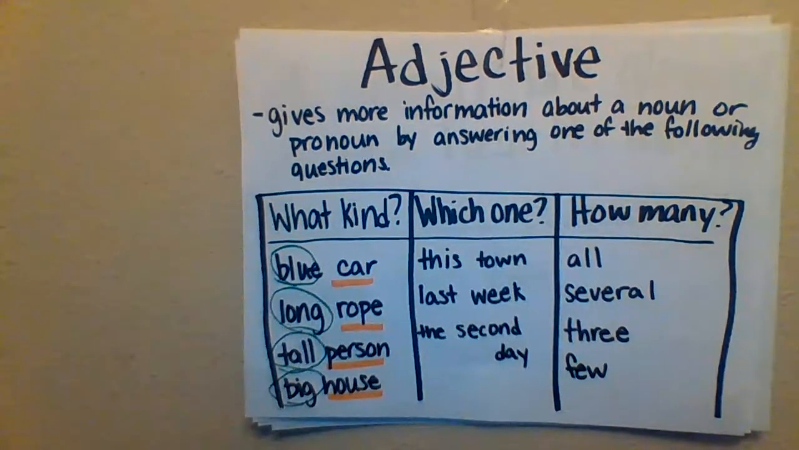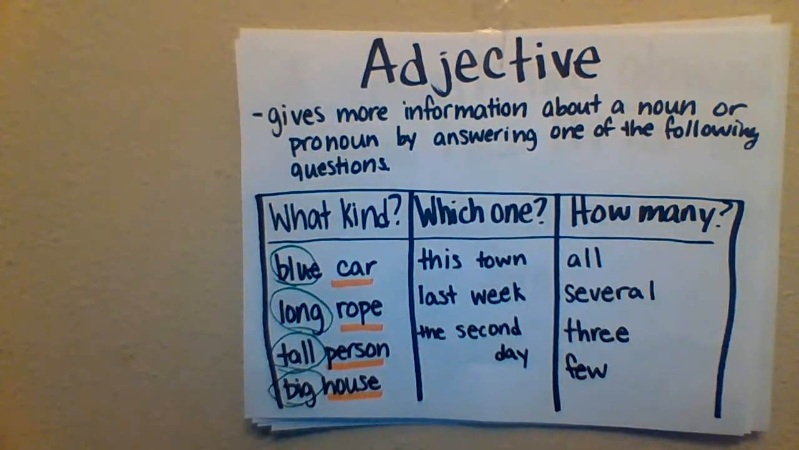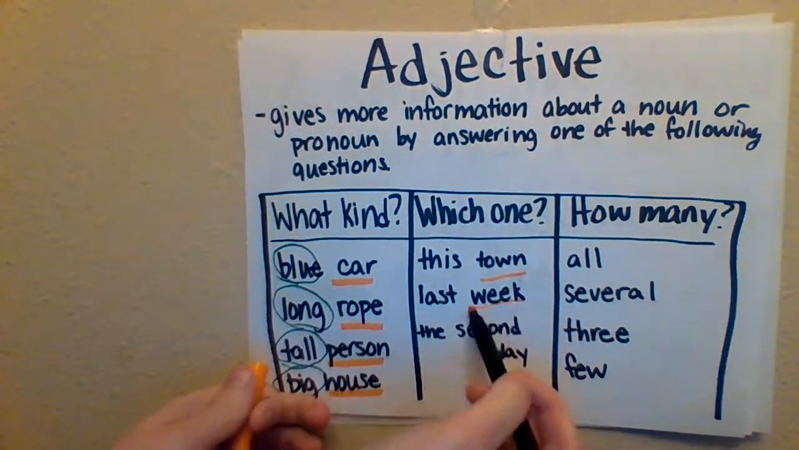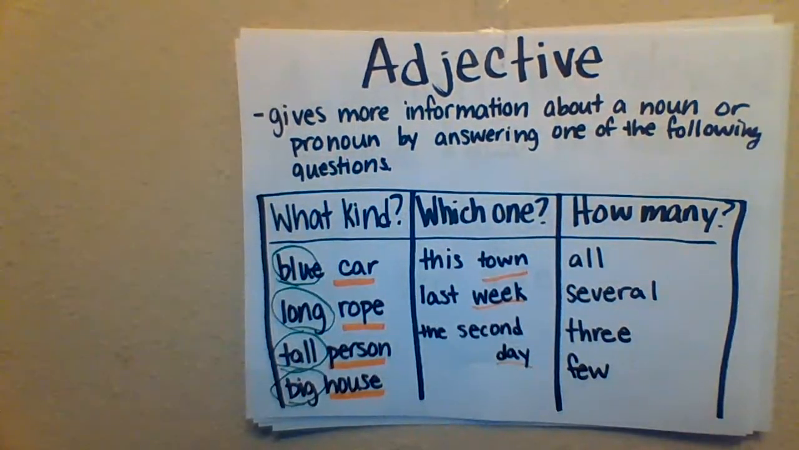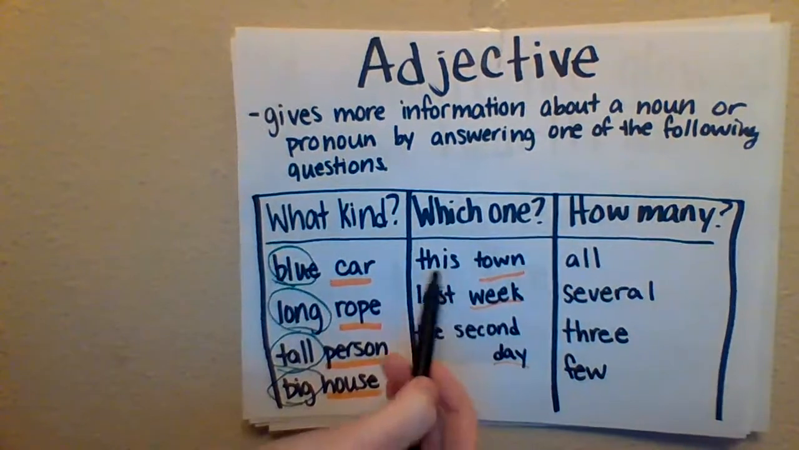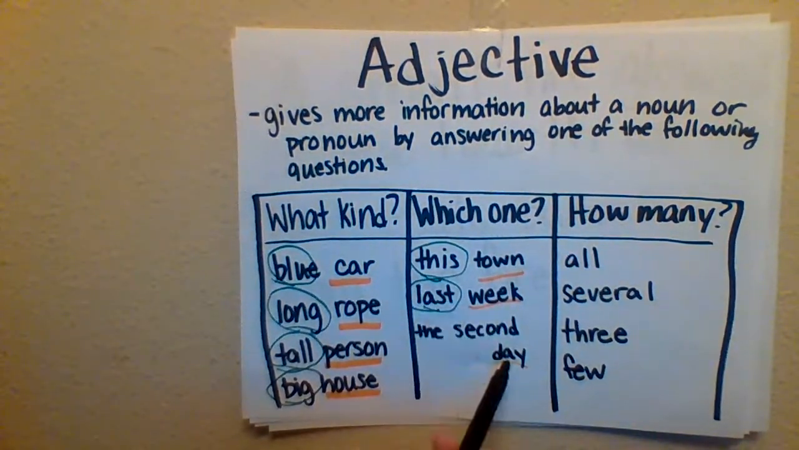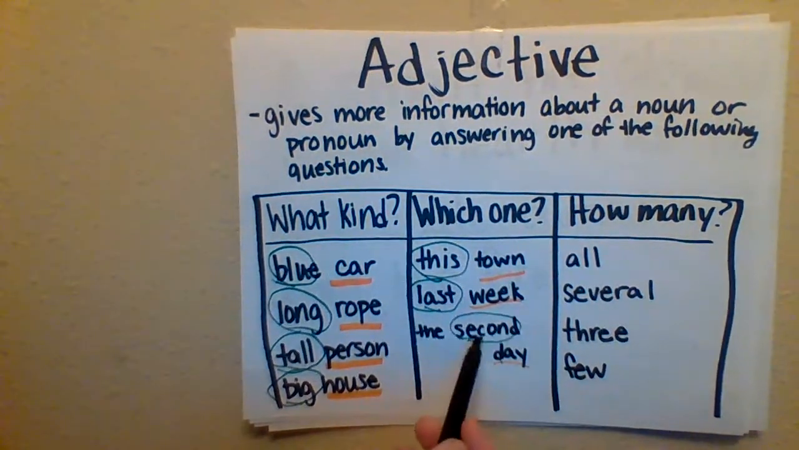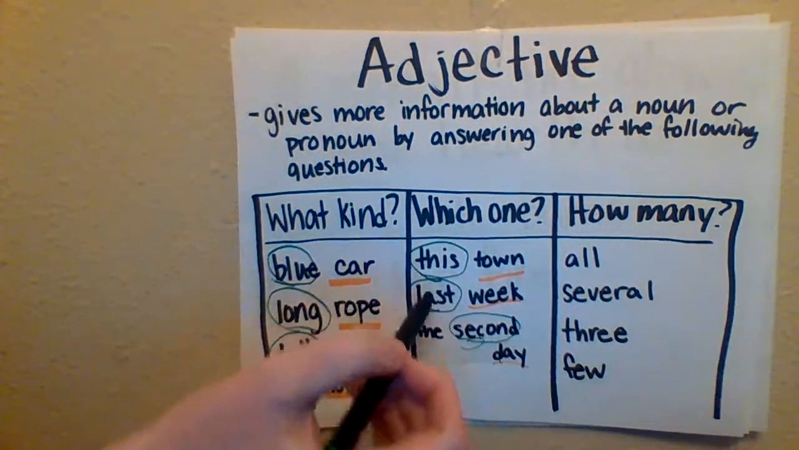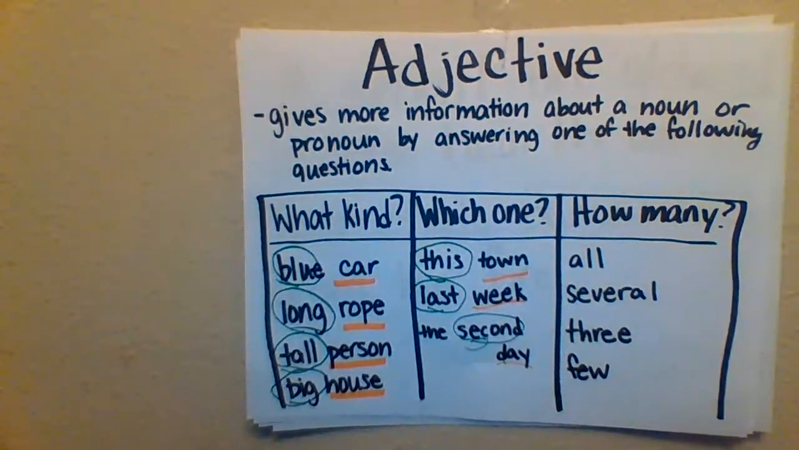An adjective can also answer the question of which one. So again, let me underline the nouns. Town, week, day. These are a little bit harder to find. But then, which town? This town. Which week? Last week. Which day? The second day. So these are adjectives that are describing which one of these nouns.